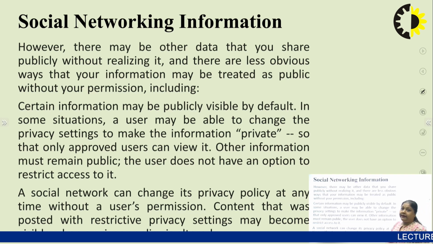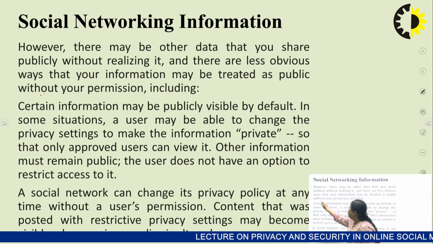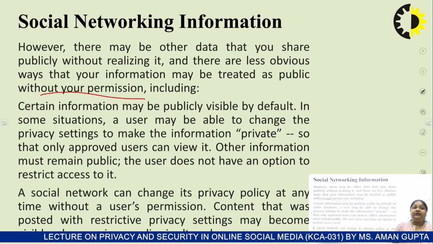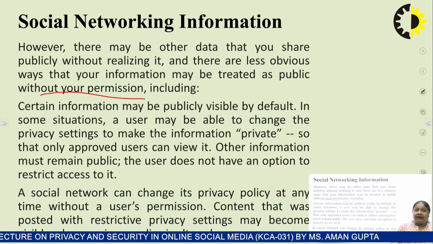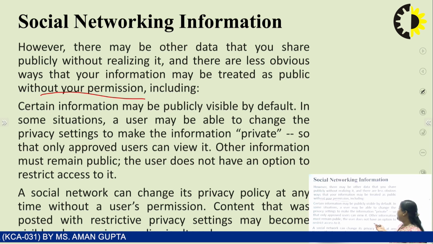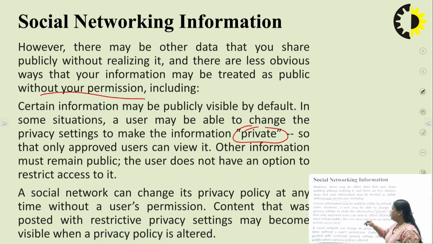However, there may be other data that you share publicly without realizing it. There are less obvious ways that your information may be treated as public without your permission, including certain information that may be publicly visible by default. But in some situations, a user may be able to change the privacy setting to make the information private, so only approved users can view it. Approved users means those in your friend list, your relatives, friends of friends. So we can change the settings on a post and make it from public to private.